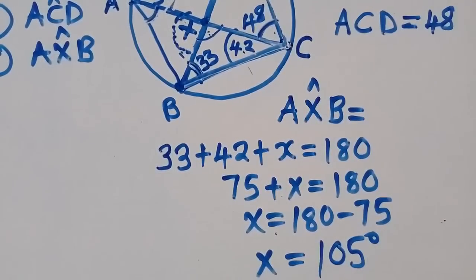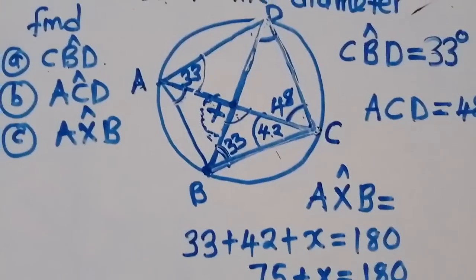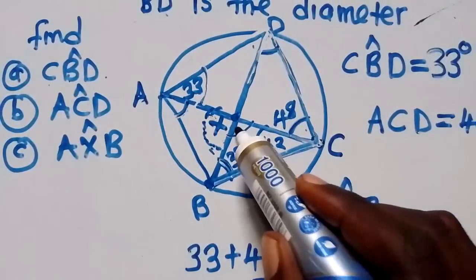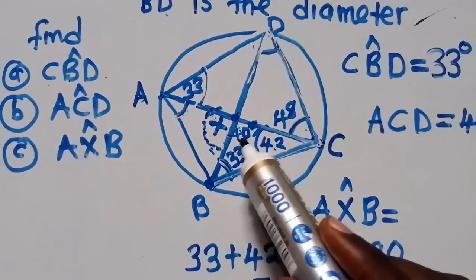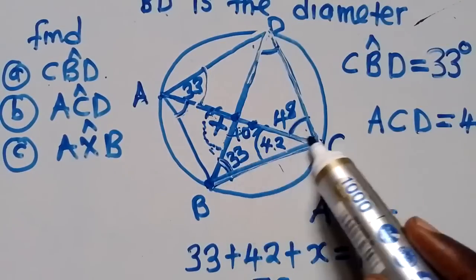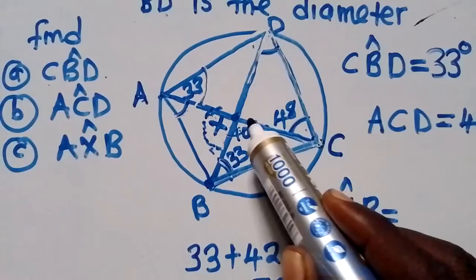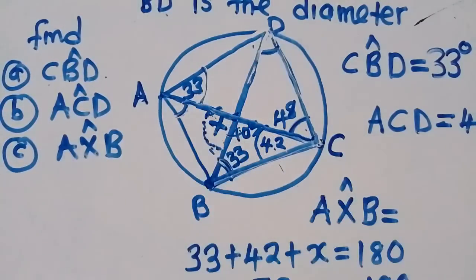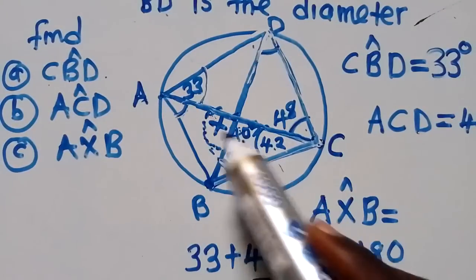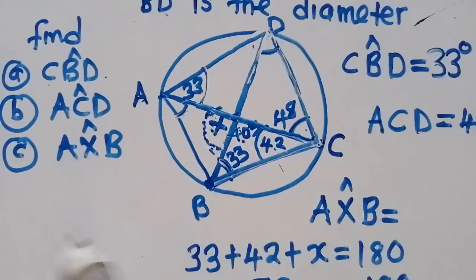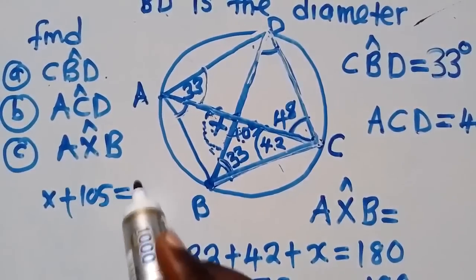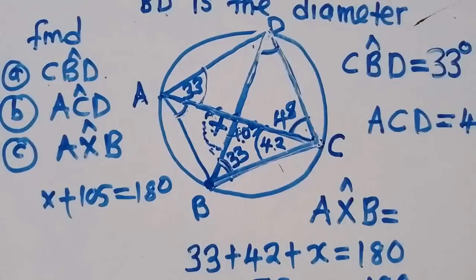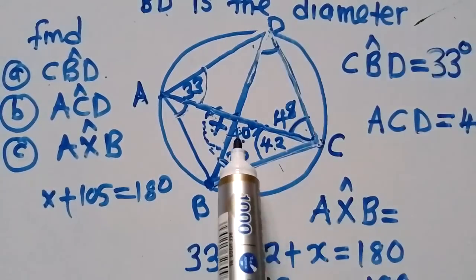Have you seen? Meaning that the angle which is there is 105. You've got a 105 there. So since you've got a 105, then you know that this straight line should add up to 180. So 105 here plus that one, x, plus the 105 there, you should get 180.